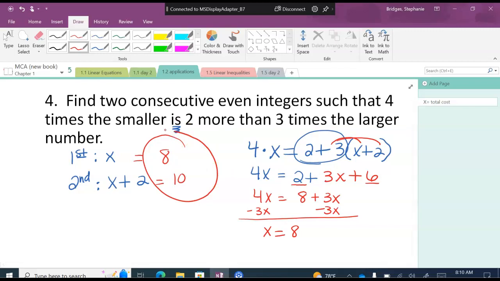Again, consecutive even or consecutive odd, it's x, x plus 2, x plus 4, depending on how many you have. If it's just consecutive numbers, then it's just x, x plus 1, x plus 2, and so on and so forth. So just be careful with that wording there.